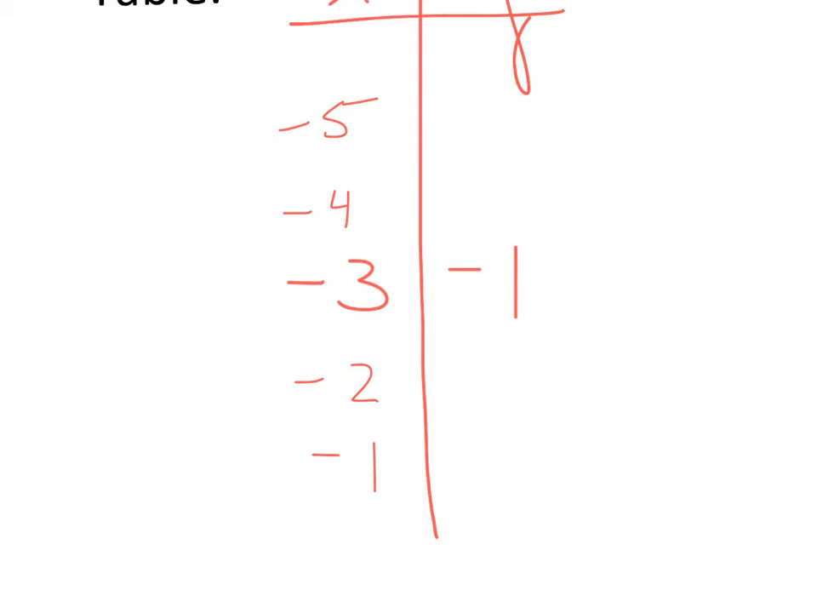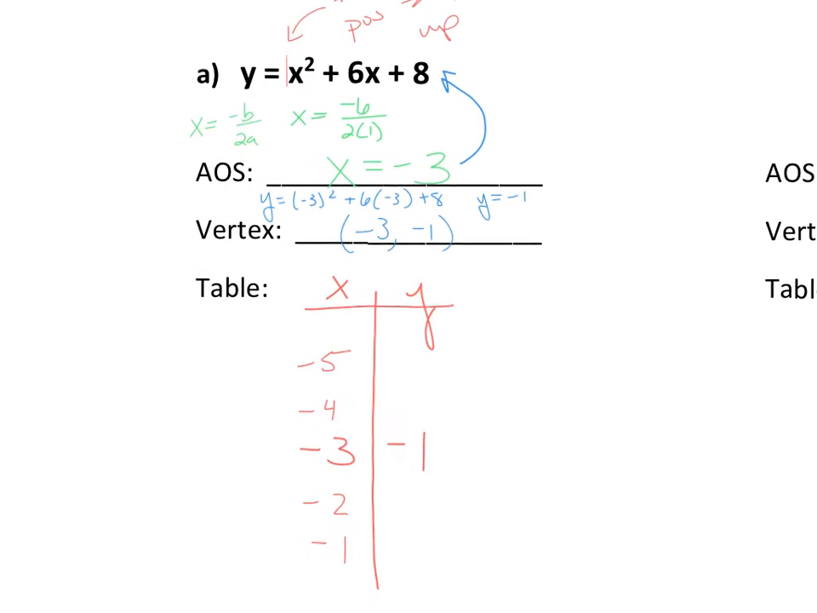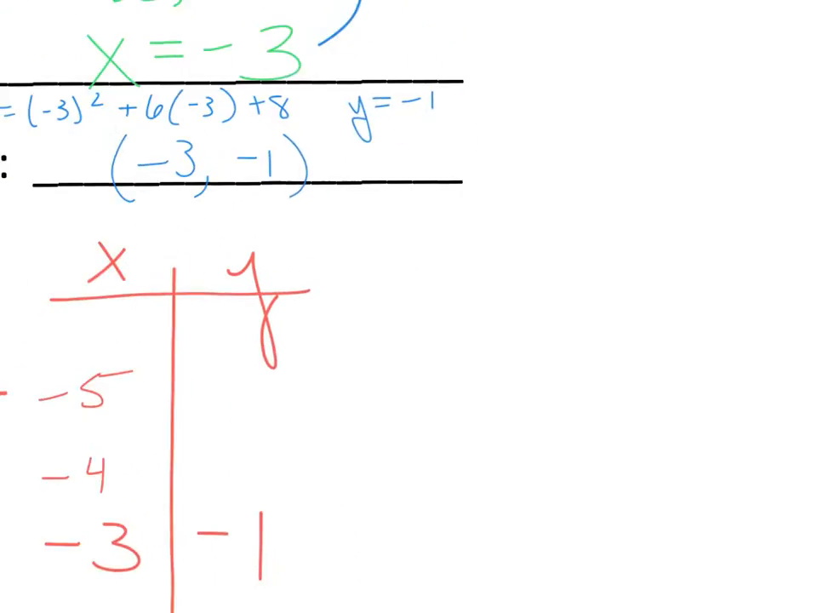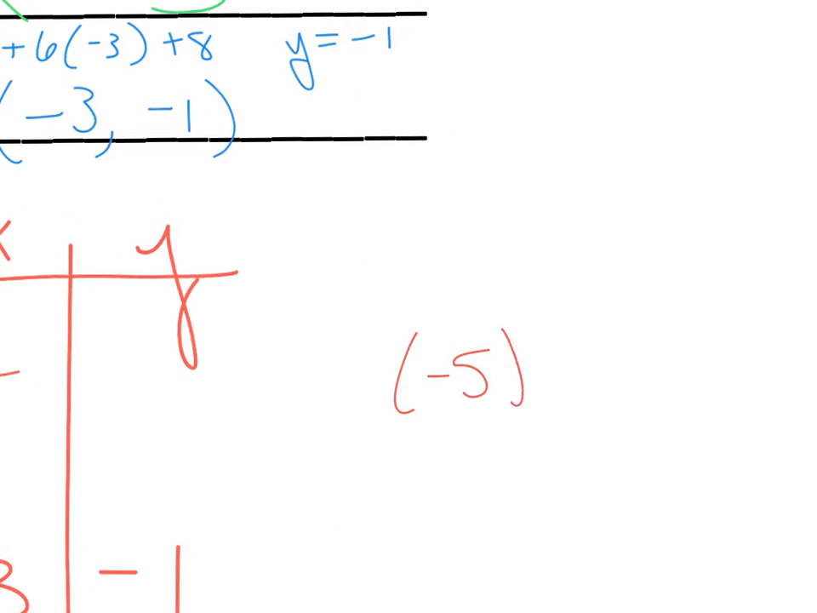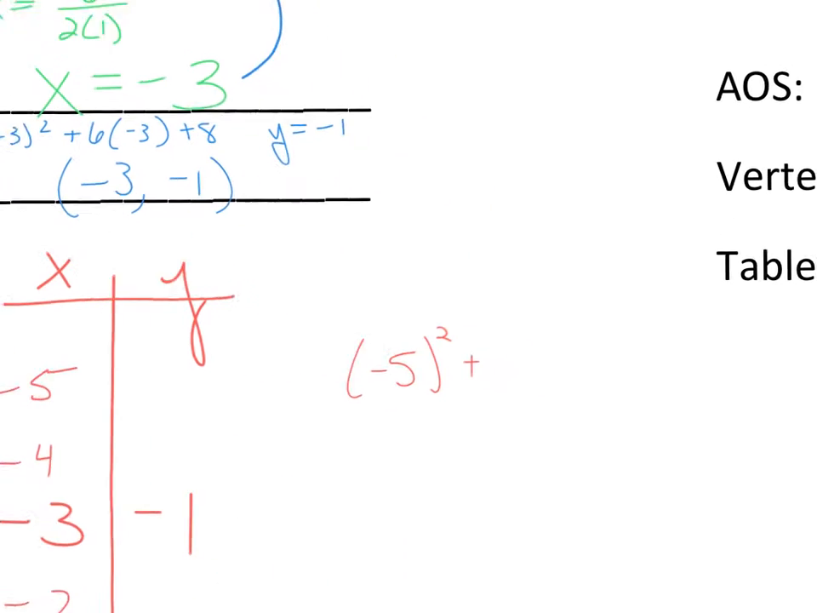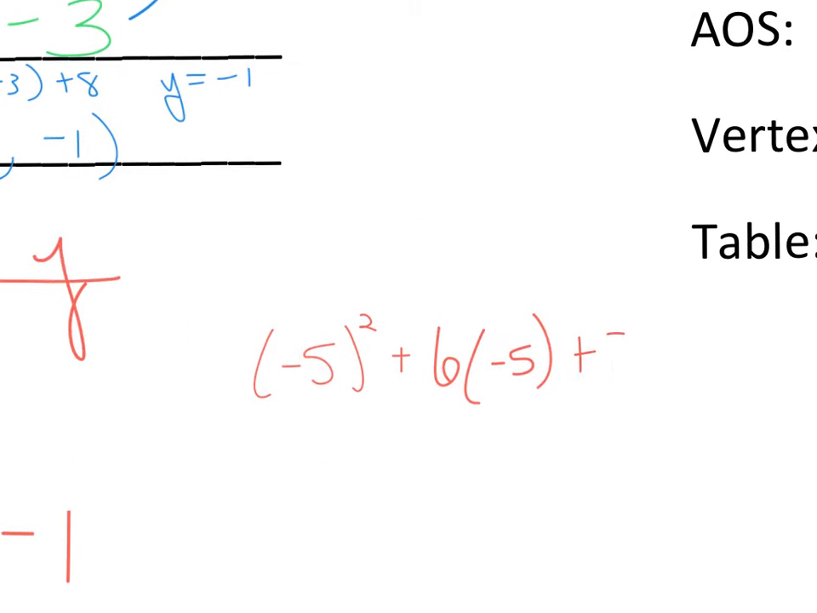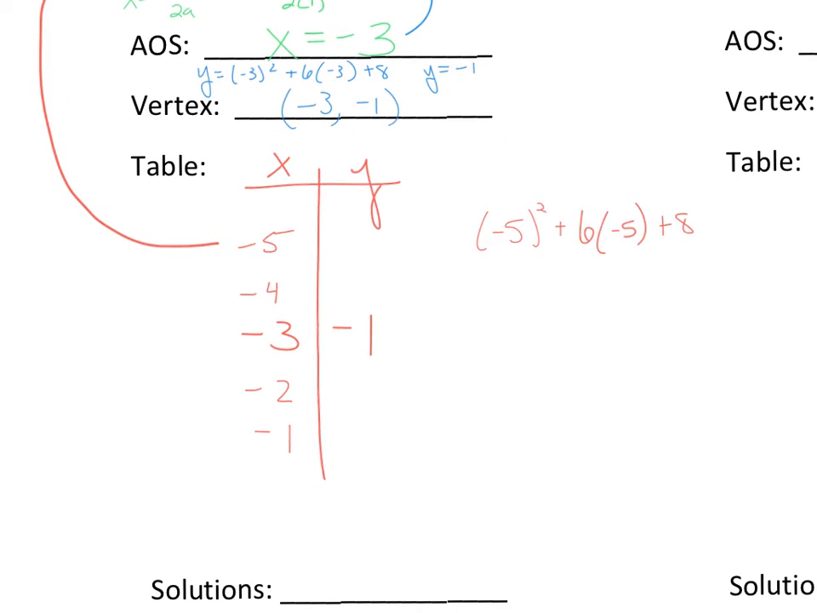Now, I am going to plug in -5. When I plug it in, again, I'm just plugging it into the equation, just like we did for axis of symmetry. So I've got -5 squared plus 6 times -5 plus 8. All right, so now go ahead and let's type that in your calculator. And I ended up with 3 when I did that. Okay, so I've got 3 here.